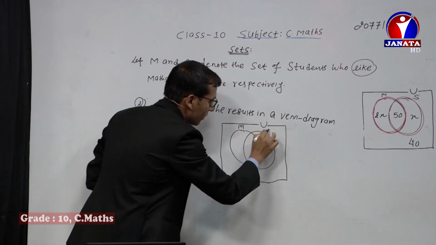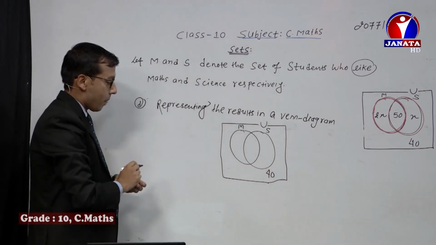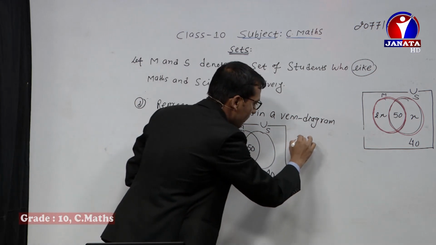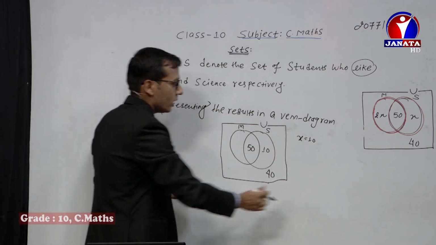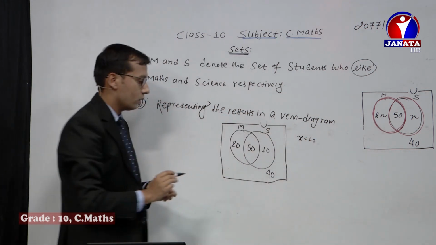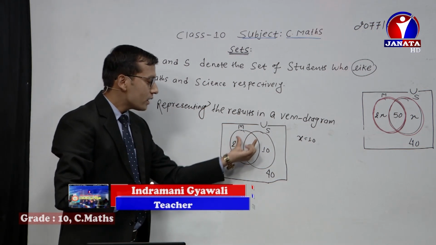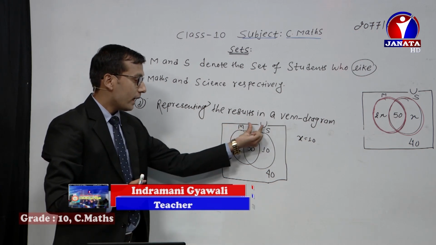This is math and science. So complement is 40, intersection is 50. So what is the value of x? x is 10, so replace x by 10. And what is twice of 10? This is 20. Now if we add all these numbers, we will obtain the total n(U).